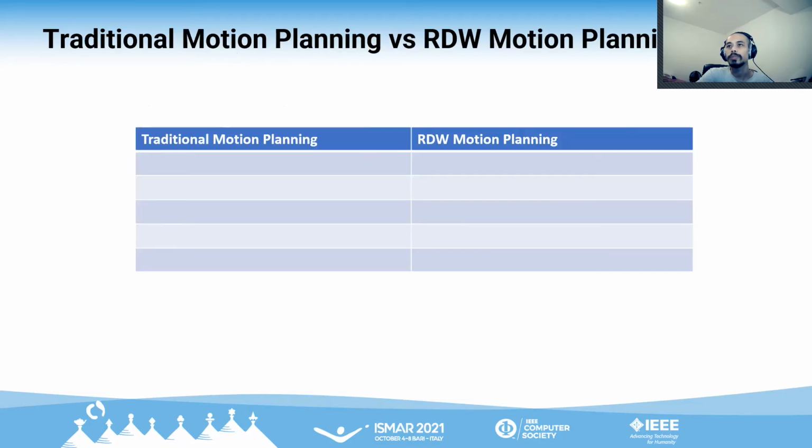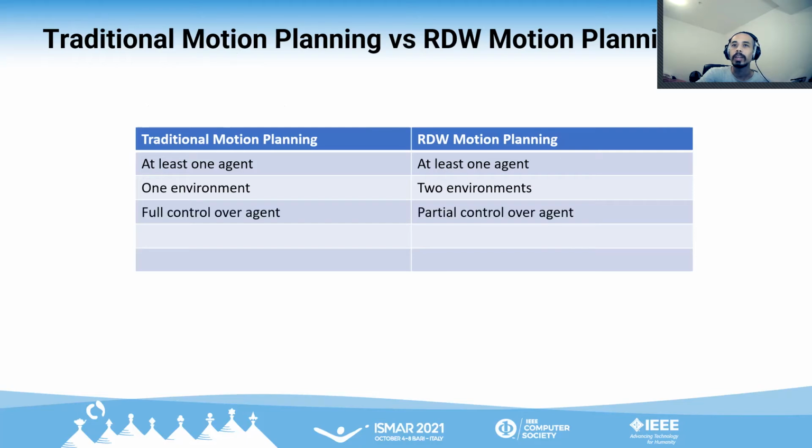So here's a quick overview of the differences between traditional motion planning and redirected walking motion planning. In the traditional setting, we have at least one agent, as well as in the redirected walking setting. But in the traditional setting, we have one environment, while in the VR setting, we have two environments. In the traditional setting, there's full control over the agent because it's a robot that we're controlling, whereas in the VR setting, we don't have full control over the agent because the agent is a user, and at the end of the day, they're free to do whatever they want, really.